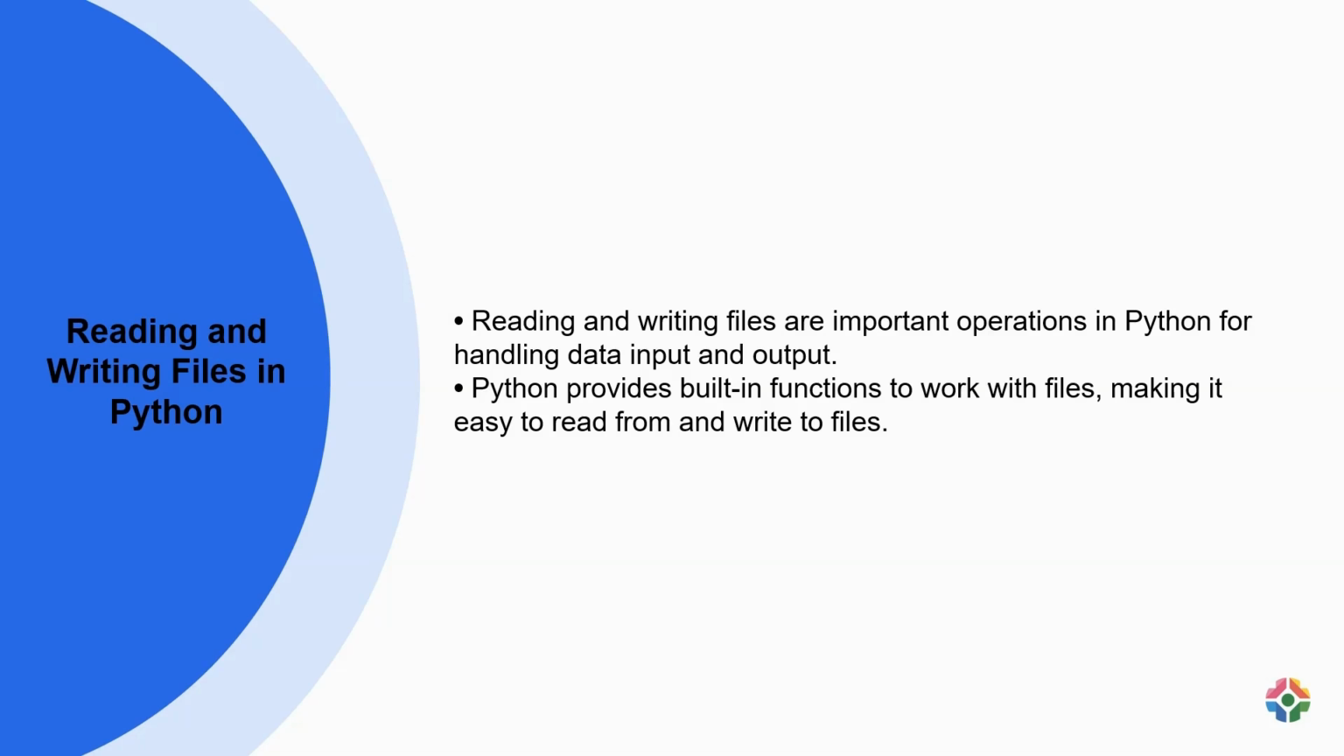For example, to read data from a file named example.txt, you would use the open function with r as the mode. Once the file is open, you can use the read method to retrieve the content. Conversely, to write to a file, you would use the open function with w as the mode, followed by the write method to add content. These file operations are crucial for tasks like handling text files, CSV files, or even log files in real-world applications.